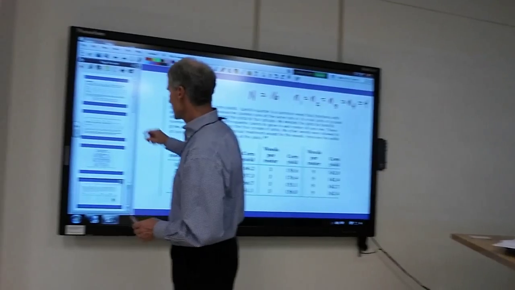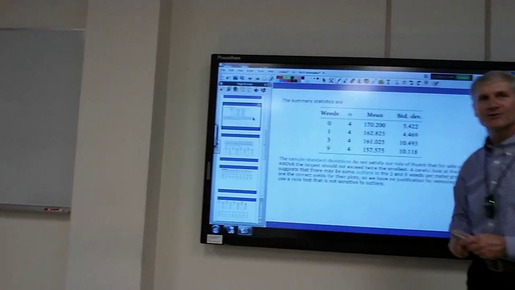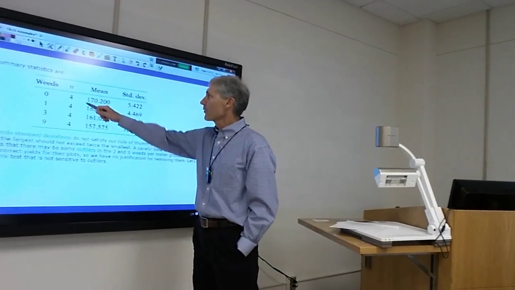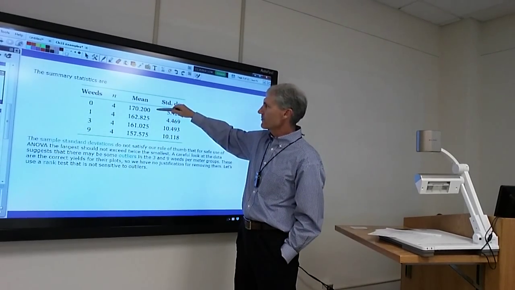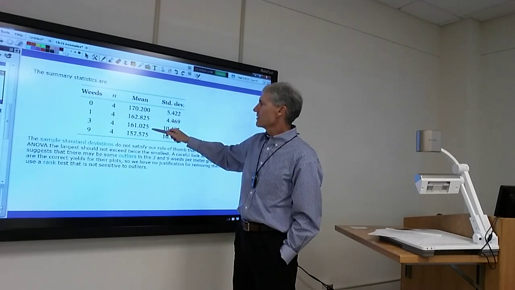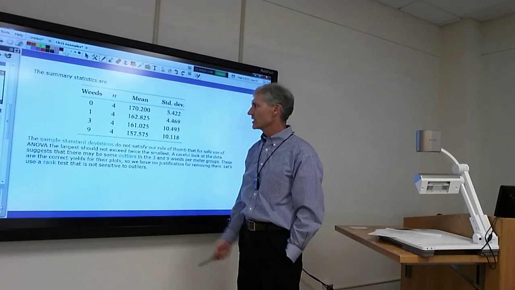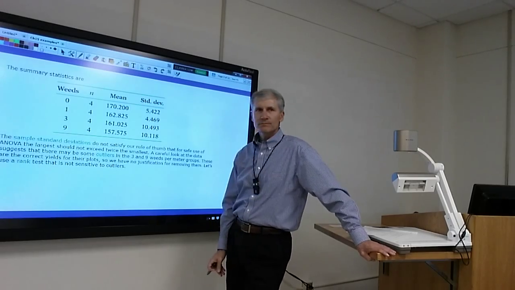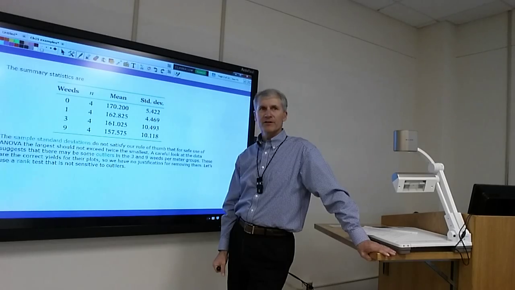So anyway, we're not here to critique the study design, but those are things a statistician should think about. Okay, so just looking at the 4 observations for each of those groups, we have means of 170 for the 0 weeds, 162.8, so about 163, 161 for 3 weeds, and 157 for 9 weeds. Just doing the eyeball test, what do you think? Does the number of weeds have an effect on your yield?